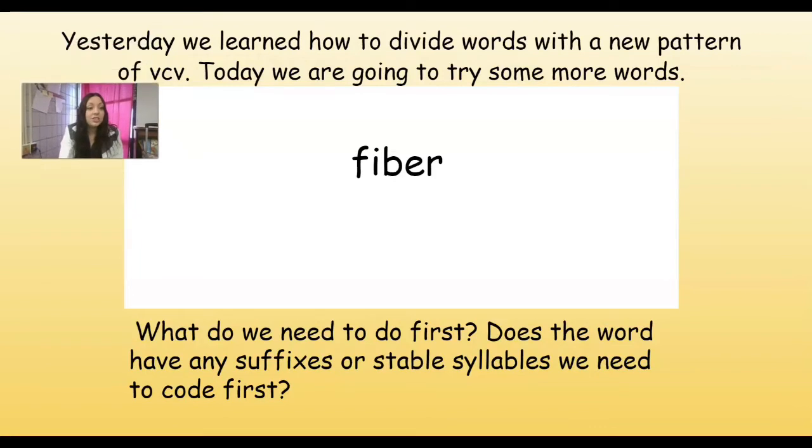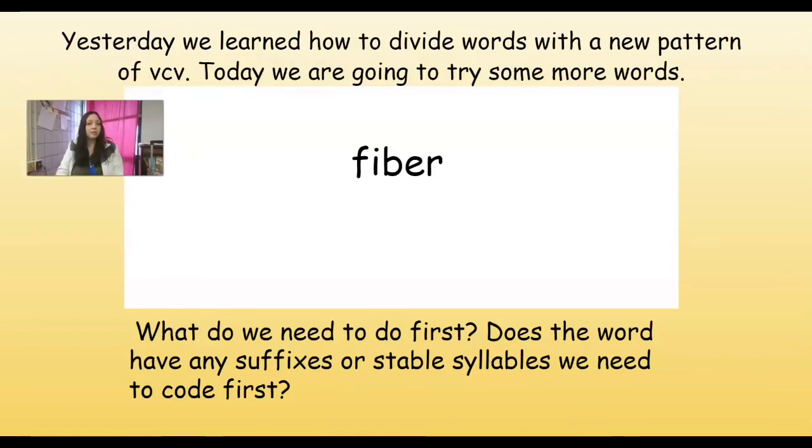All right, so yesterday we learned how to divide up words with the new pattern of that vowel, consonant, vowel. We don't have the double consonant in the middle anymore. So today we're going to try some more words. Are you ready? So when I look at this word right here, what do I need to do first? Does this word have any suffixes? No, it doesn't have ing, it doesn't have s, it doesn't have ed. Doesn't it have any stable syllables? No, it doesn't have ble or zle or any of those.